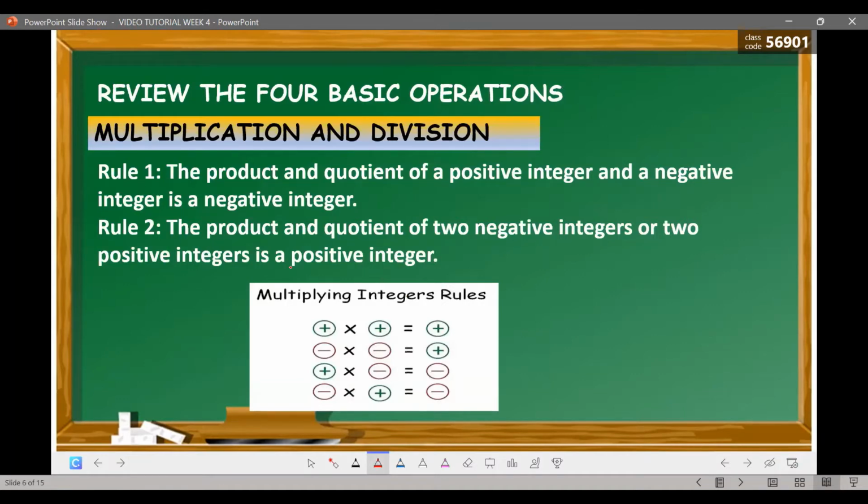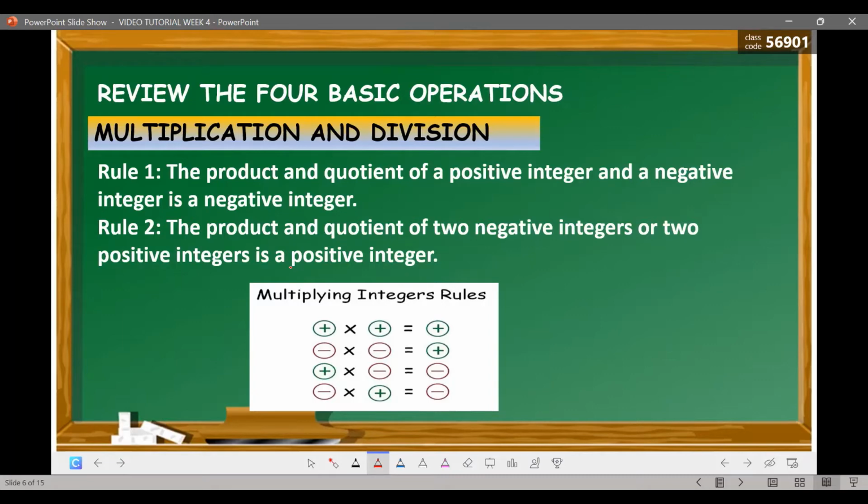Okay, multiplication and division. The rule in multiplication and division are just the same, okay? So the product and quotient of a positive integer and a negative integer is a negative integer, okay? Product daw ng product and quotient ng positive at saka ng negative integer is a negative integer. So pag pinag-multiply natin at pinag-divide ang negative at positive na integers, ang sagot natin is negative. Okay? Basta magkaiba ng sign, negative automatic.